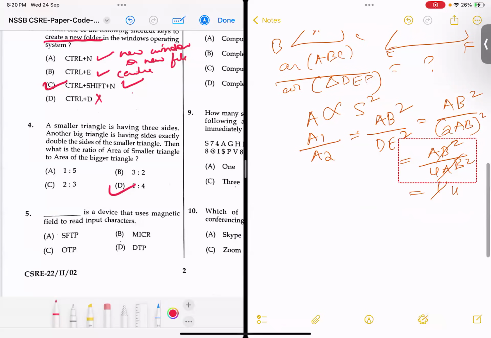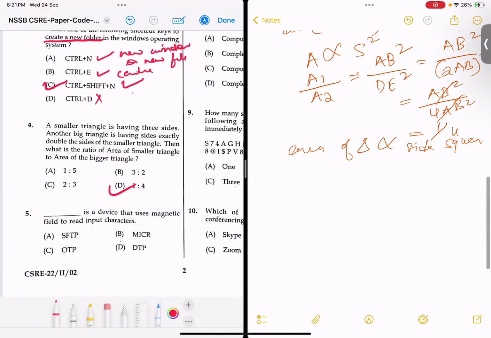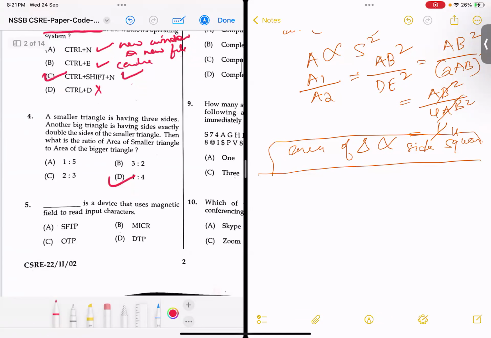So in such questions, you just remember that the area of a triangle is directly proportional to the side square. This is the only way we can find the solution. Why? Because we do not have the area, or the dimension of any side of the triangle. It is just saying that there are two triangles and the sides of the bigger triangle are twice the sides of the smaller triangle.